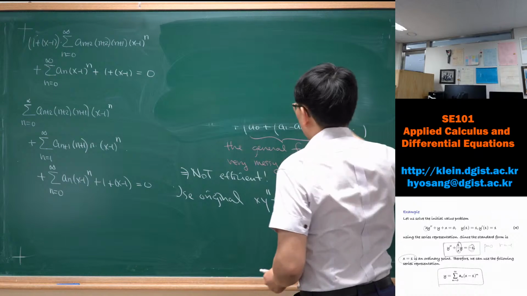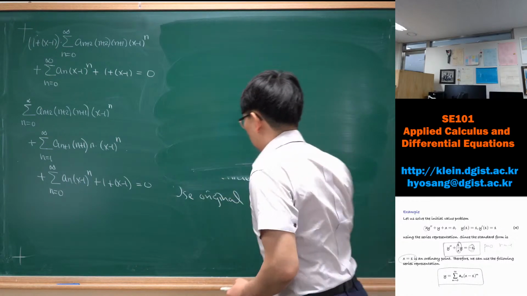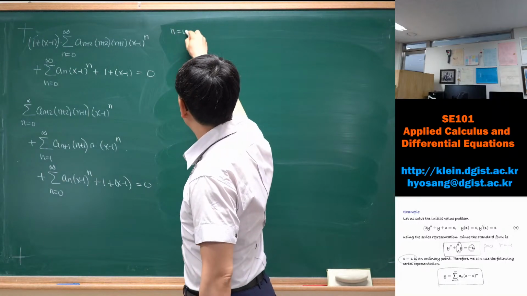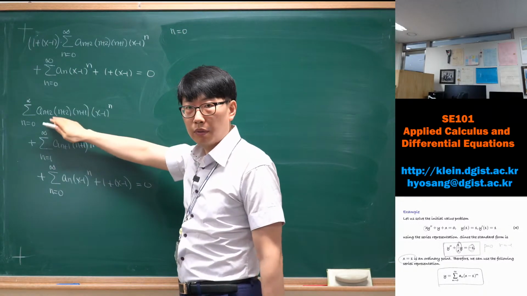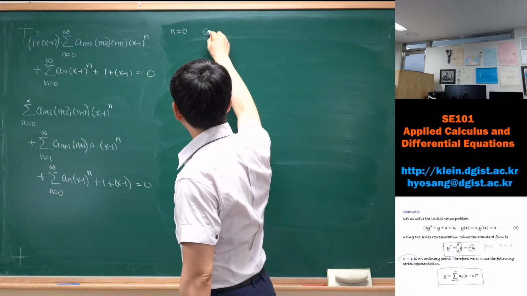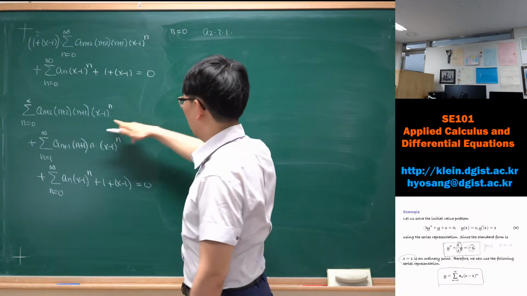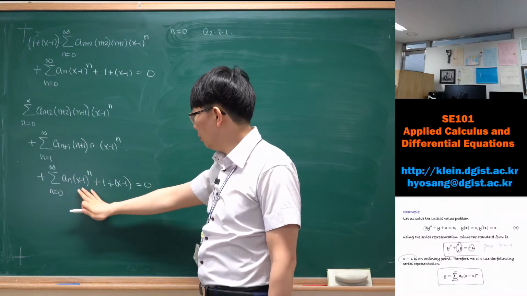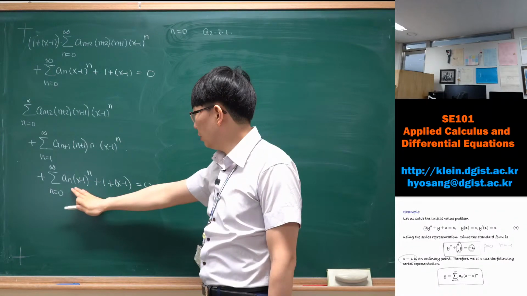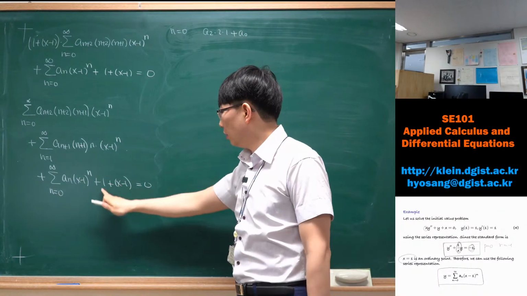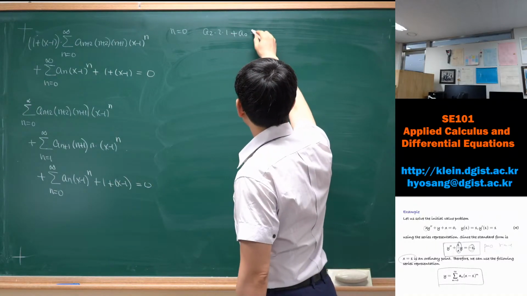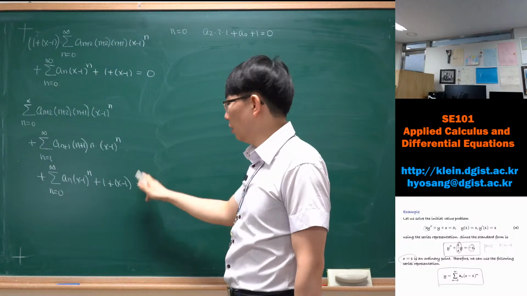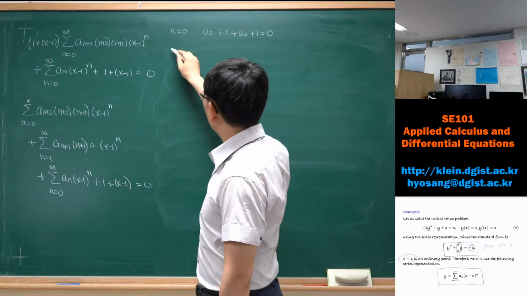So let's look at the degree 0 term. When n equals 0, here is the constant term, which is a_2 times 2 times 1, and there's no degree 0 term here. And here we have degree 0 plus a_0. And here we have degree 0, which is 1, so plus 1. And that must be 0. That's the constant term, and the right-hand side is all 0.